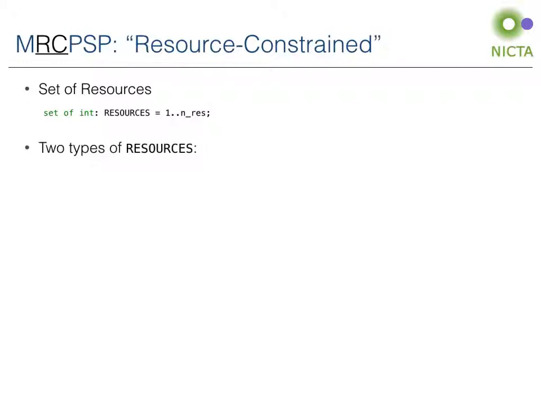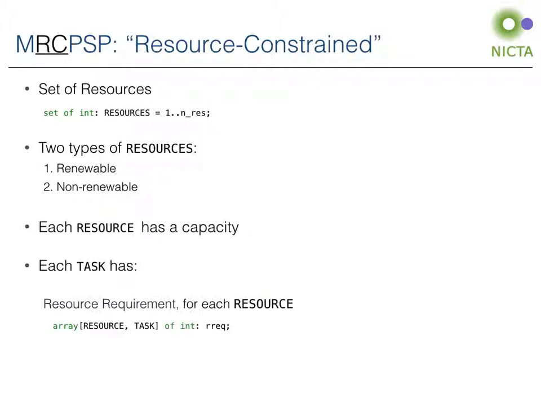In the resource constraint problem, we're given a set of resources, which uses a similar Minizinc representation as before. The resources can be divided into two types, renewable and non-renewable. Each resource has a specified capacity that cannot be exceeded, and each task has a specified amount required of each resource. New constraints need to be added to the project scheduling problem to ensure that the capacity limitations are met.